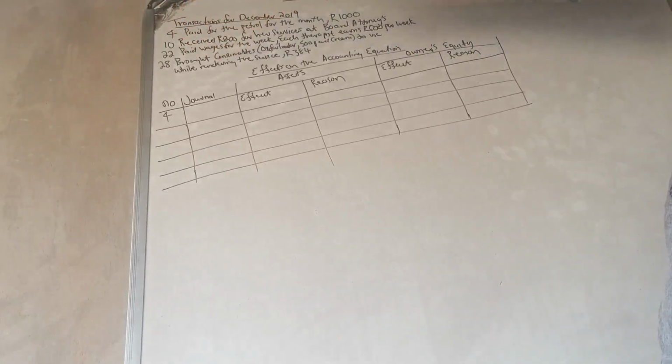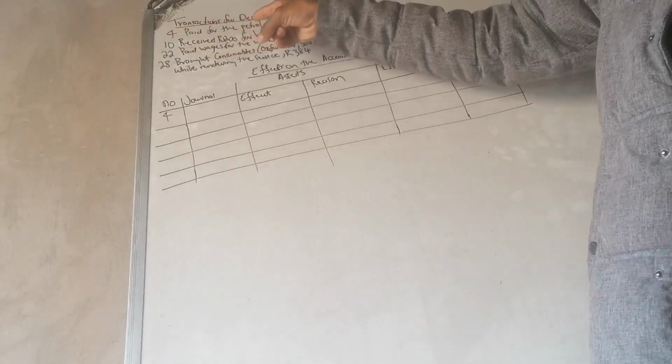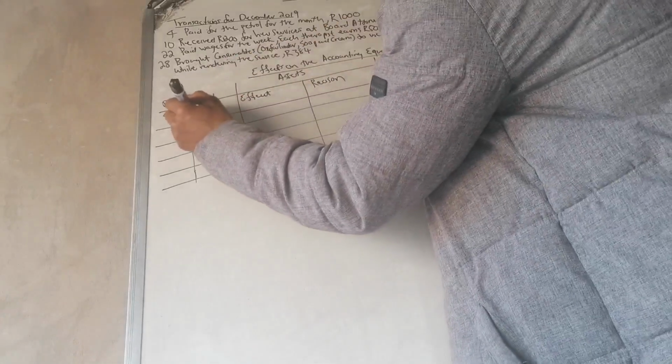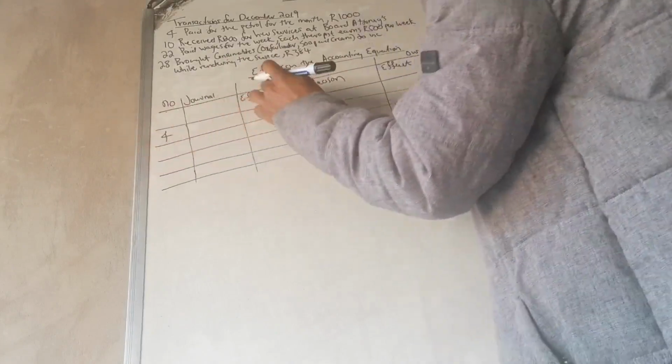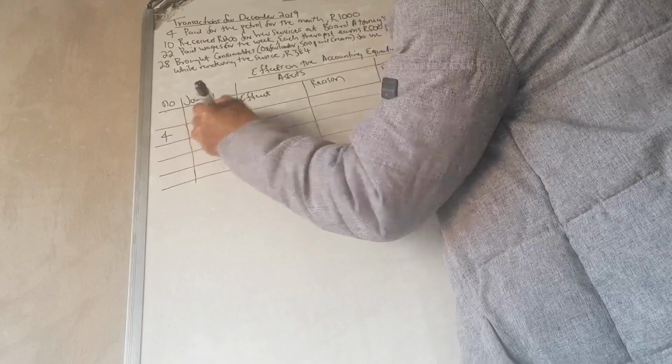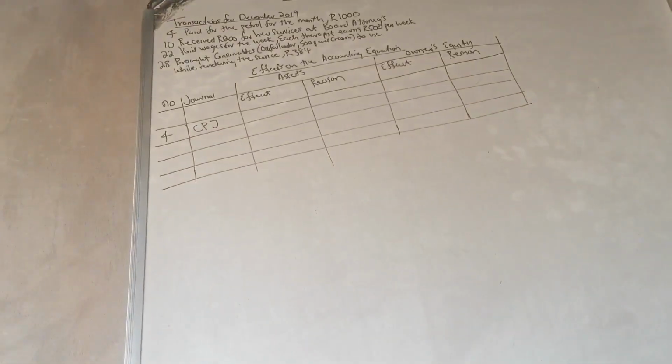I want you to be very careful of this statement. On the 4th of December, they paid for the petrol for the month. Was the money entering the account of the business, or was it leaving the account of the business? If money is taken out of the business account, are we using the CPJ or the CRJ? CPJ, because we are paying. It's a cash payment. We took out money. We paid for the petrol. Okay? So that is CPJ, the cash payment journal, because we are paying.